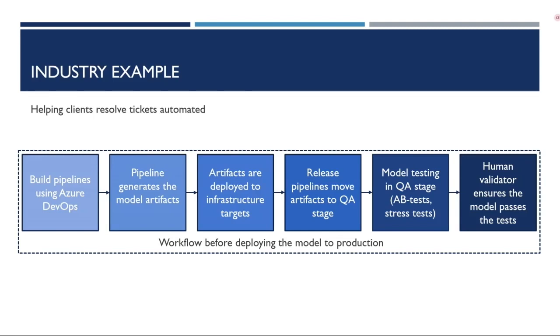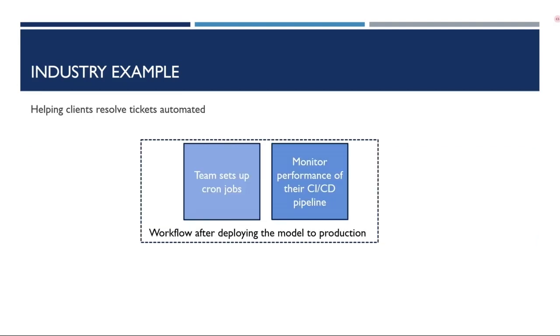Then lastly, a human validator, usually the product owner, ensures the model passes the tests and has been validated, and then he approves the model, or not, to be deployed to the production environment using the release pipelines. So after all these steps, they can deploy the CI/CD, but then the work doesn't stop because it also needs to be maintained. They do this by setting up some cron jobs.